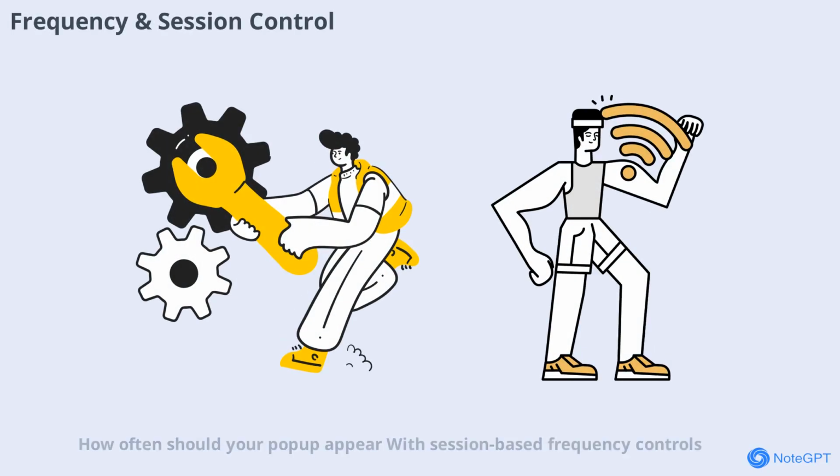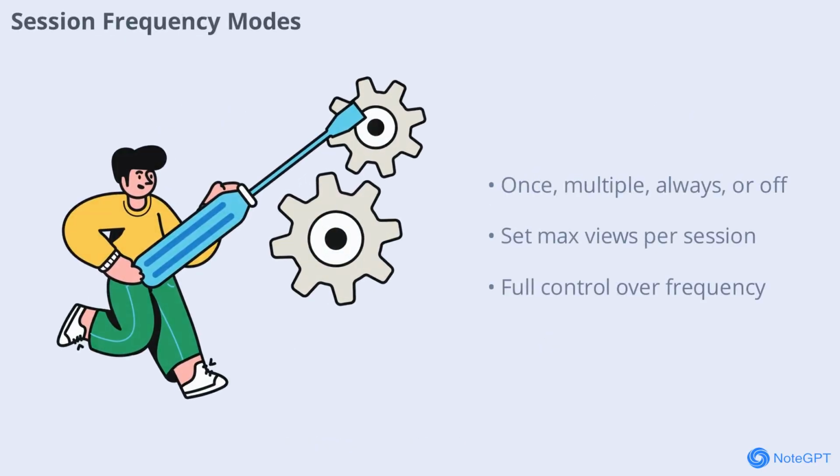How often should your pop-up appear? With session-based frequency controls, you decide. Show your pop-up only once per session, a limited number of times on every page load, or turn it off entirely. This flexibility helps you avoid overwhelming your visitors while still getting your message across. For example, in multiple mode, you can set a maximum number of views per session, like 2 times, to strike the right balance. Let's break down the frequency options.